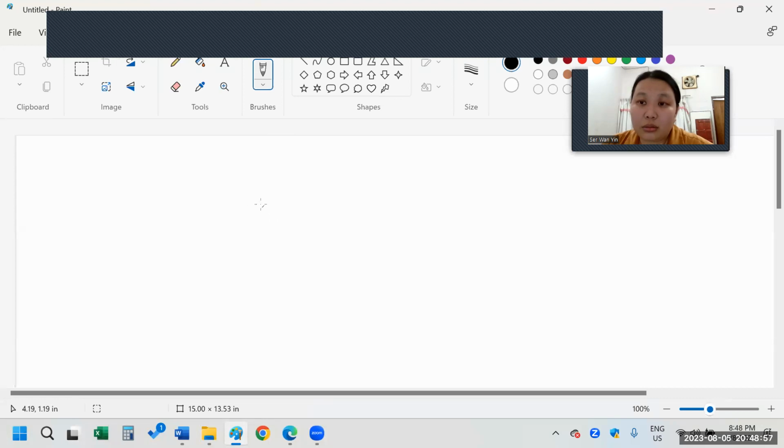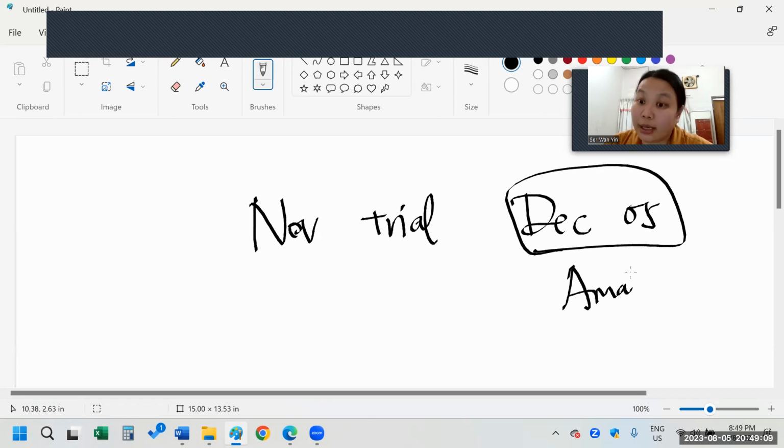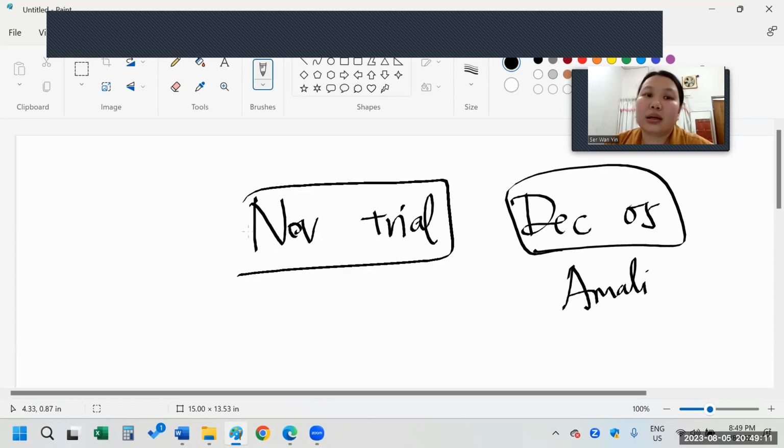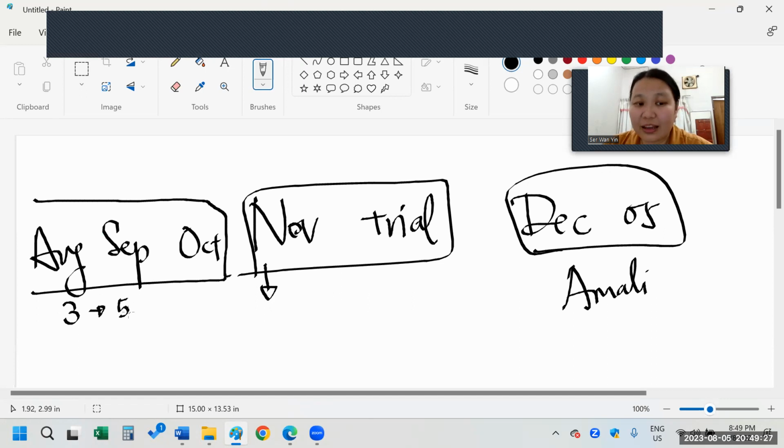Most probably November already starts our trial. December, 5th of December is our Amali, the real Amali. So now this is August, September, October, beginning of November starts trial. So how many more months do we have left? 3. 1 week or 5? 5 periods.